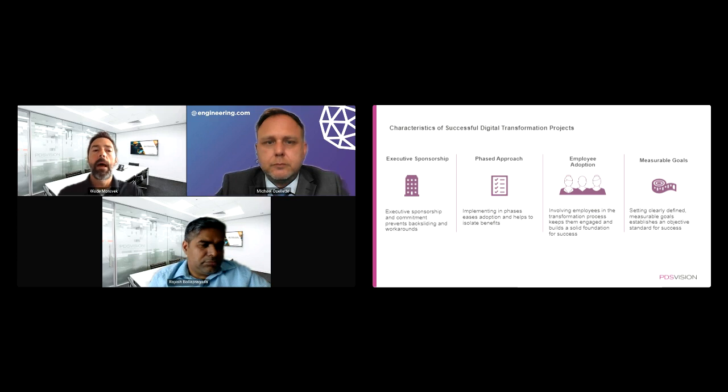The next thing is just a phased approach, not trying to boil the ocean and revolutionize the entire organizational structure all at once, but breaking it down into bite-sized chunks that can be implemented, that can be adopted, and that can help you realize those benefits early on and start seeing the fruits of your labor.